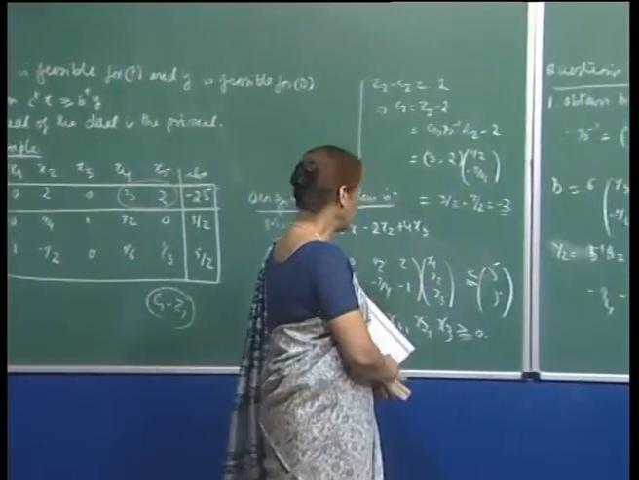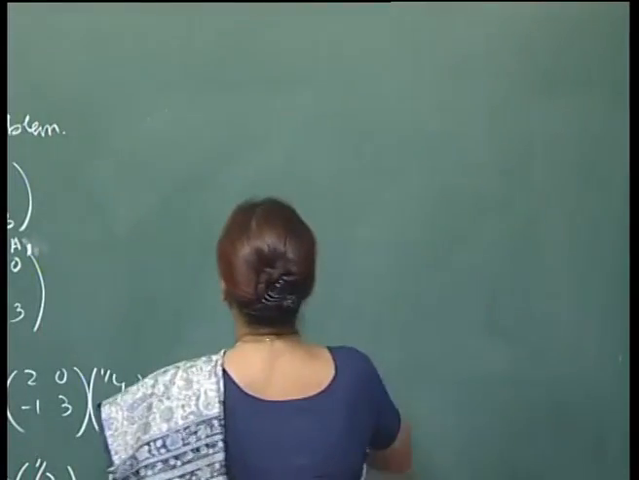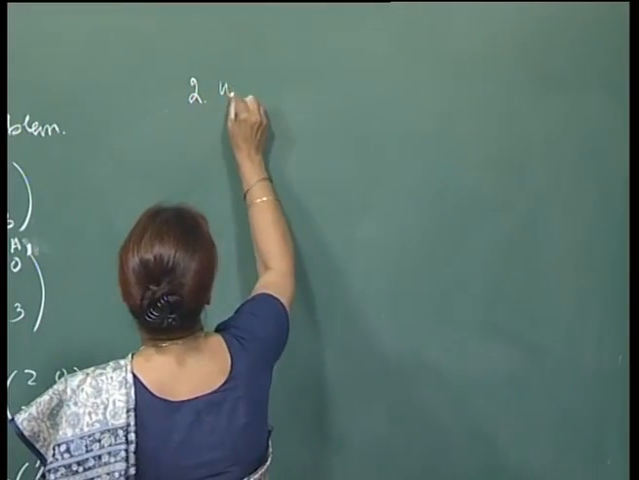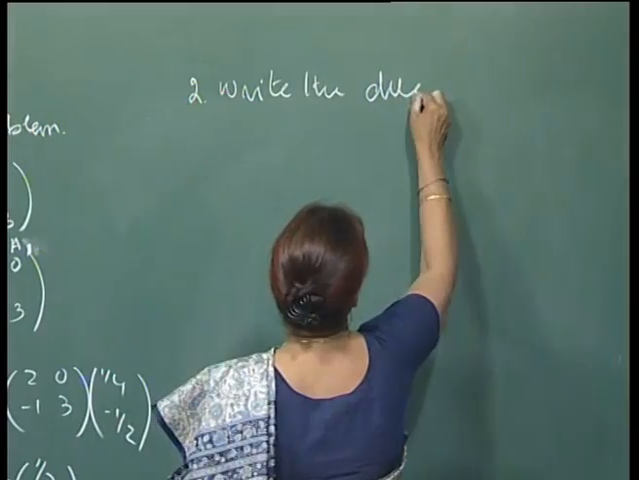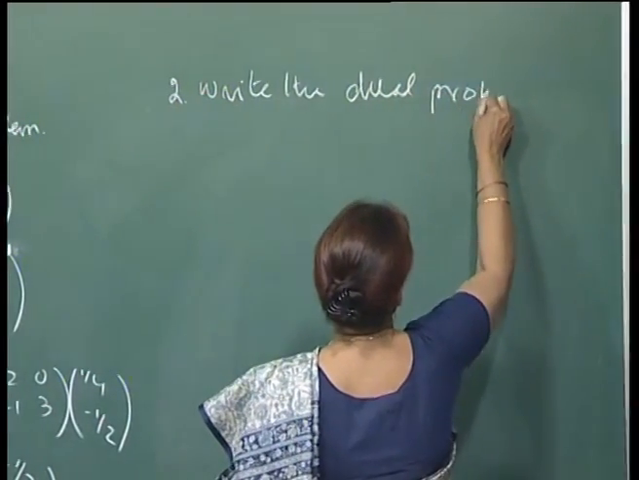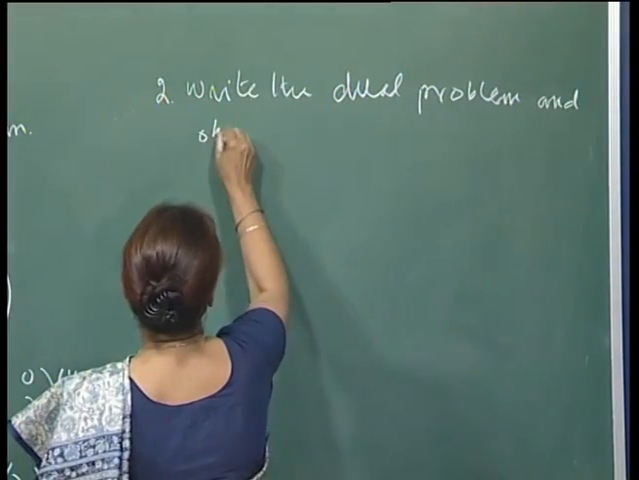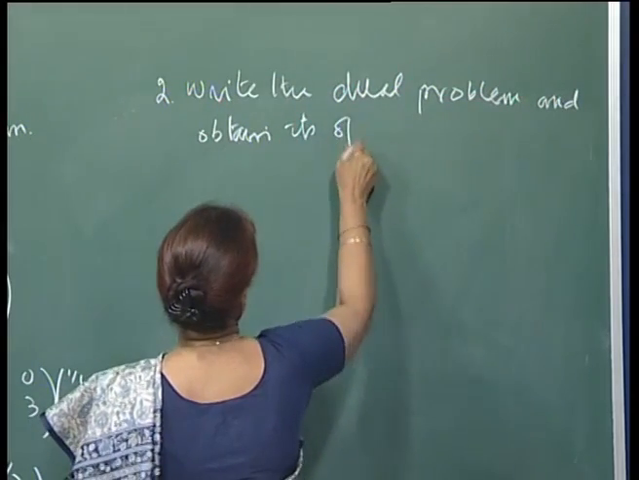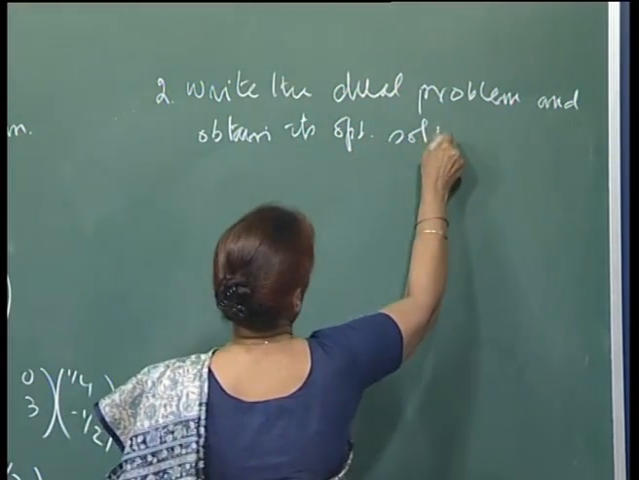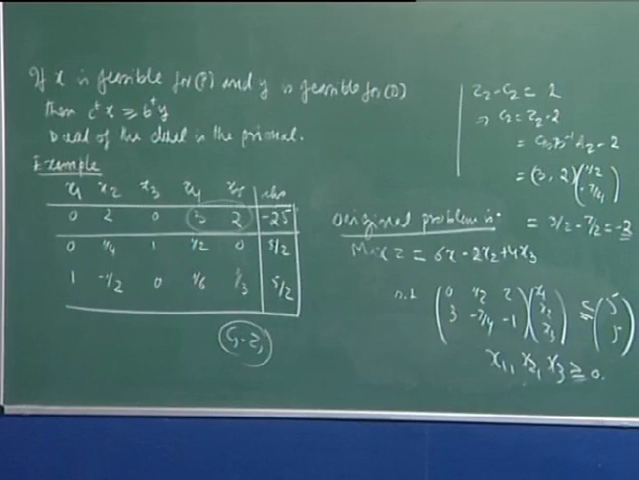You already know from duality theory, right. So, we can now answer the second question. The second question is: write the dual problem and obtain its optimal solution. From our chart we already know that since the primal has a finite optimal solution, therefore the dual also has a finite optimal solution.